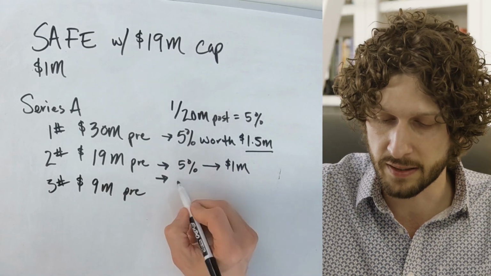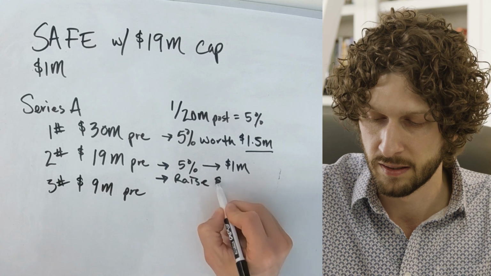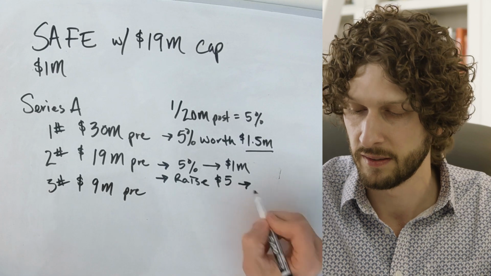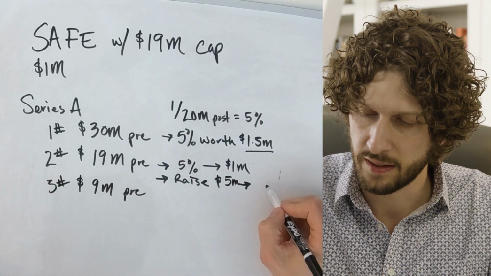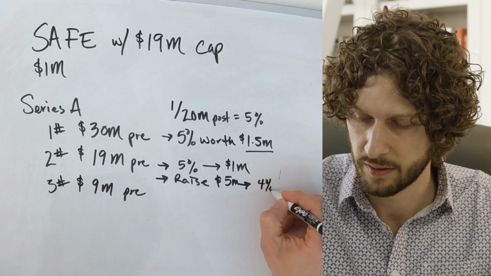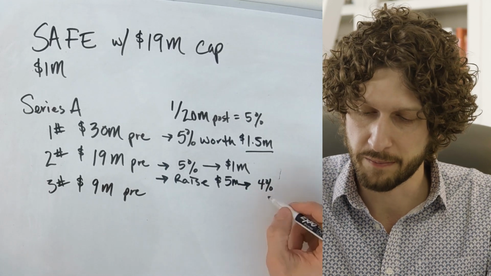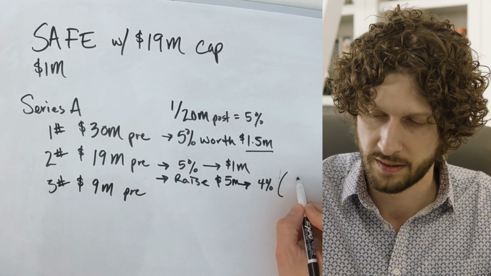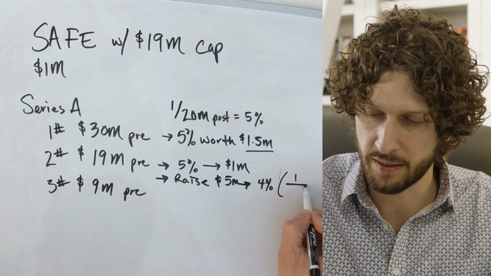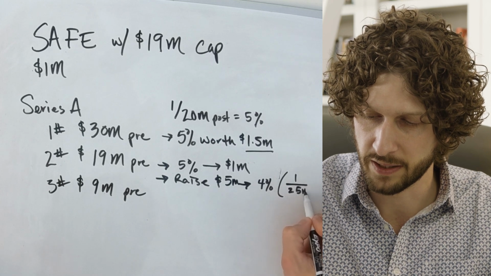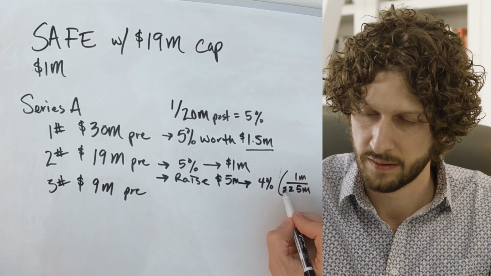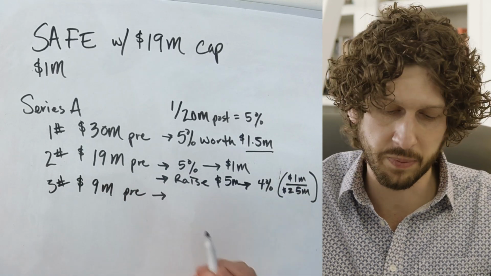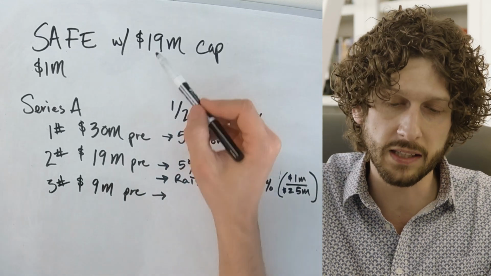So let's say they raise $5 million. In that case, this is going to be worth 4% of the business, right? Because the math here is 1 million divided by $25 million post-money.